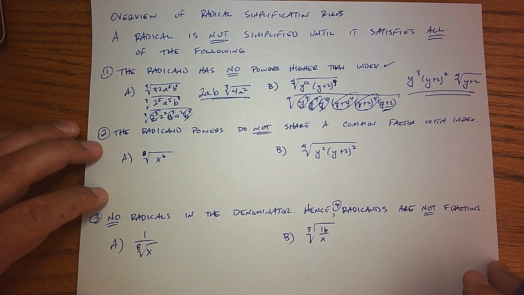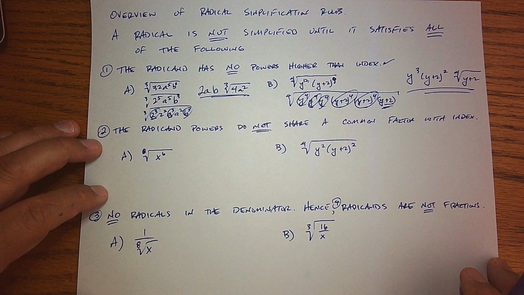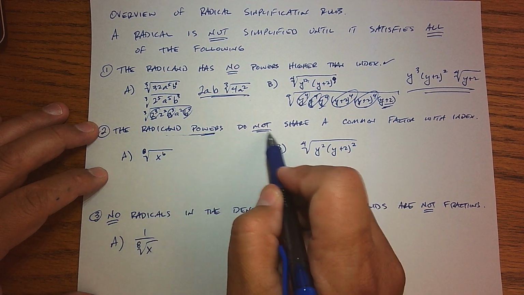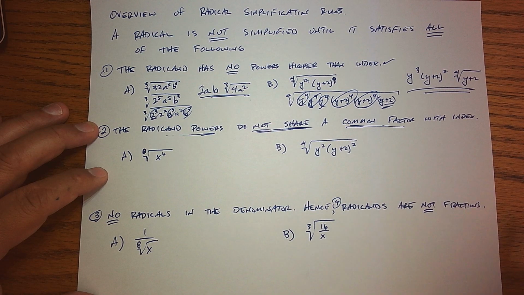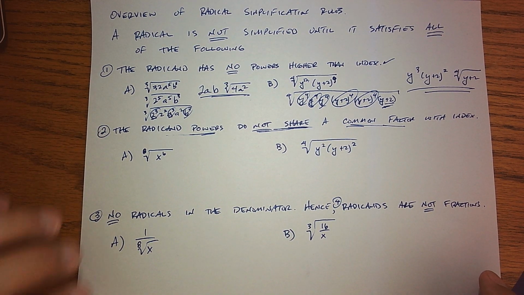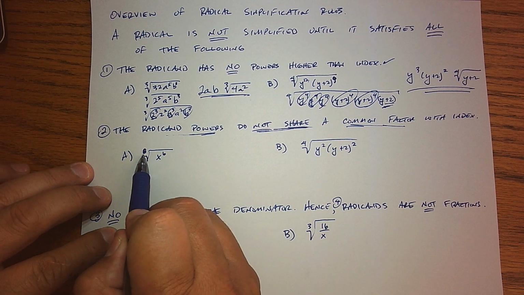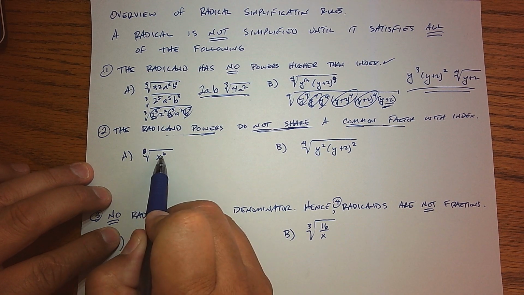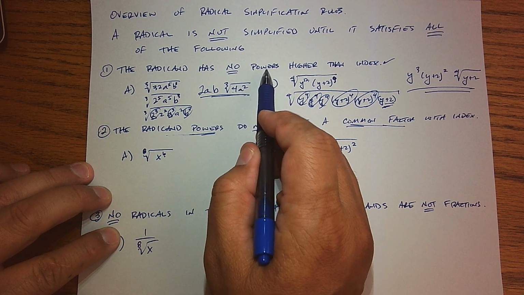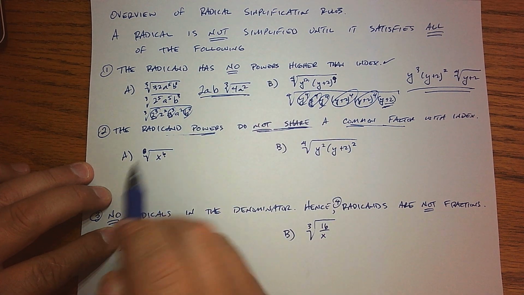The next thing that we don't want to happen is that the radicand's powers share a common factor. So that's also another condition for simplification. In this case, the index is 8 and the power is 6. So the first rule is satisfied, since the power is less than the index, but 6 and 8 share a common factor.